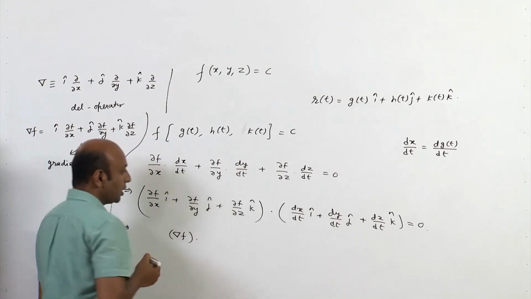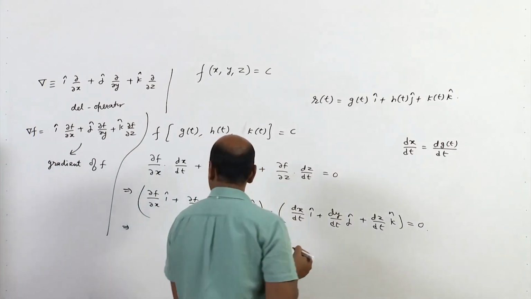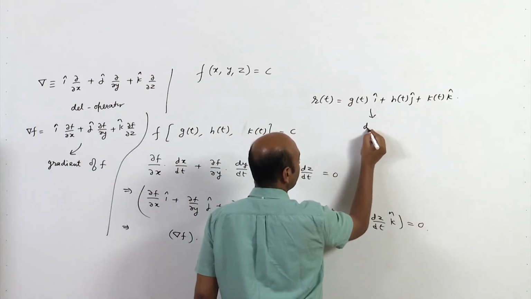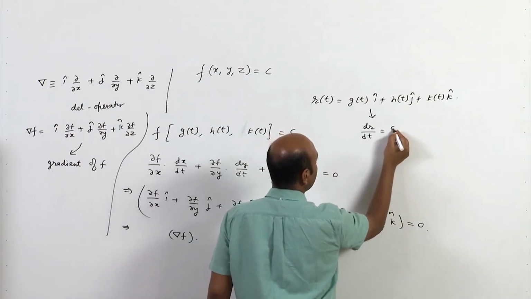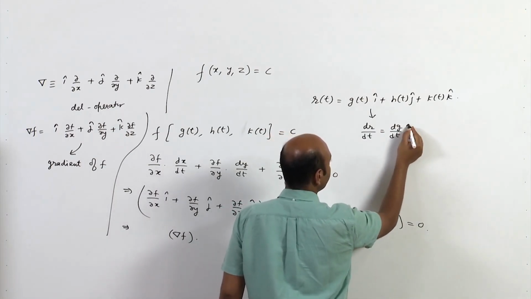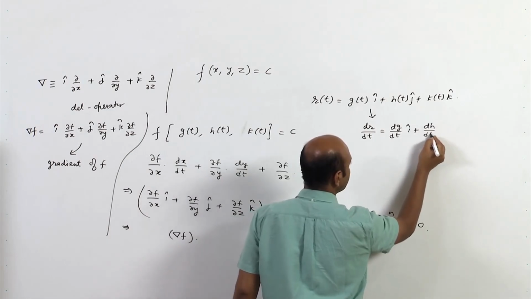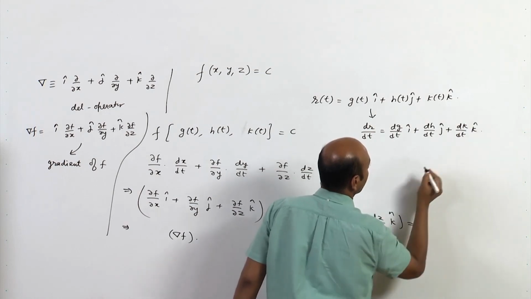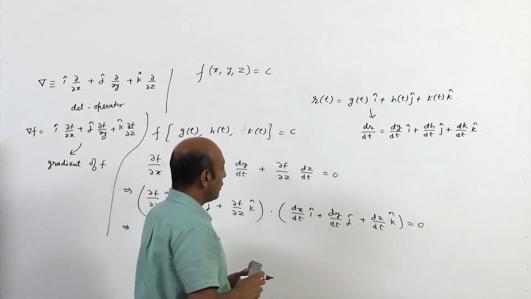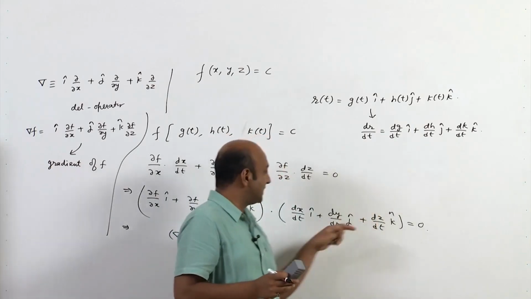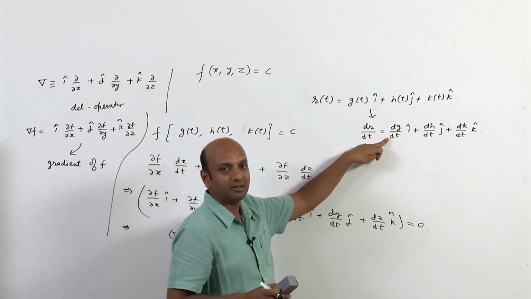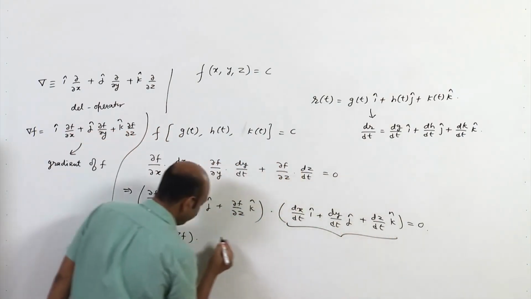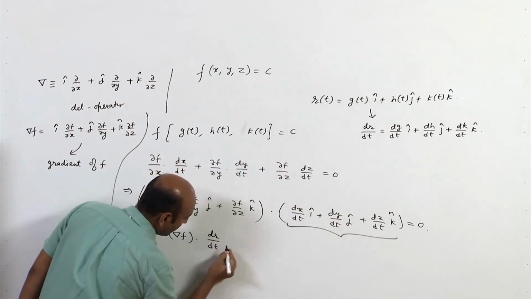Dot with, now what is this? Now when you find dr by dt of this vector, dr by dt will be dg by dt i cap plus dh by dt j cap plus dk by dt k cap. So this is the same as this vector, because dx by dt is nothing but dg by dt, since x is nothing but g. So we can say that this vector is nothing but dr by dt, and this is equal to 0.